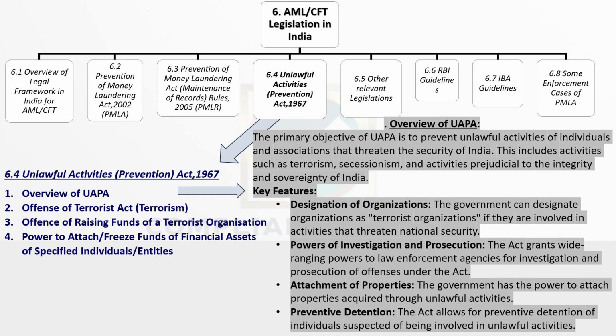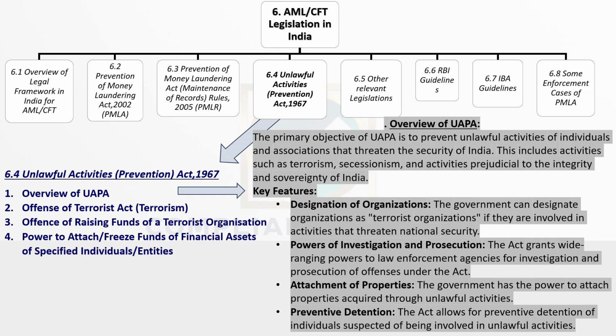2. Powers of investigation and prosecution. UAPA gives wide powers to law enforcement agencies like the police and the National Investigation Agency (NIA) to investigate and prosecute offences related to terrorism and unlawful activities. Example: After a terrorist attack, agencies like the NIA can use UAPA provisions to arrest suspects, gather evidence, and prosecute those involved in terrorism.